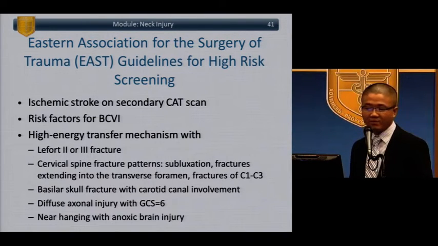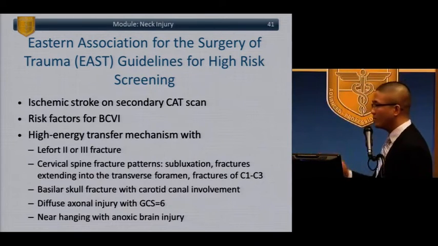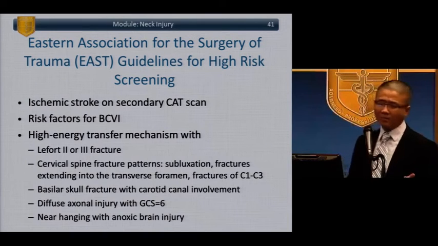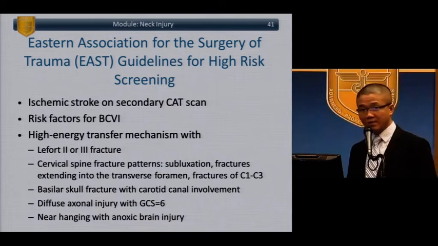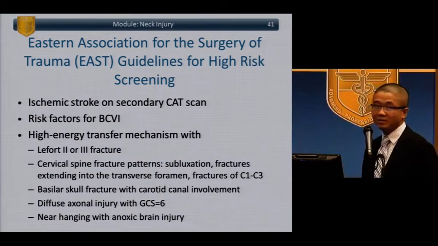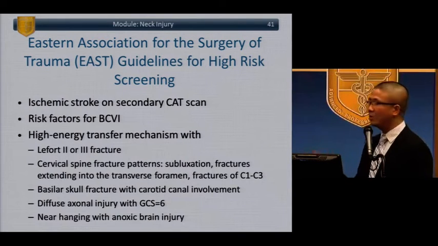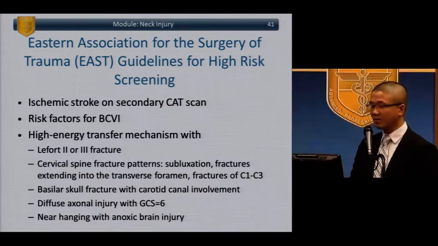Any patient with diffuse axonal injury, so let's say they're 3 days into the ICU stay, right? They're not waking up. You don't understand why they're not waking up because really their CAT scan was not all that impressive. Well, as you know, diffuse axonal injury is not picked up on CAT scan very well. We could see some swelling in the next few days. If it's a later diagnosis that the patient had diffuse axonal injury, then we have to at least look for BCVI. Okay, and then of course near hanging with anoxic brain injury.